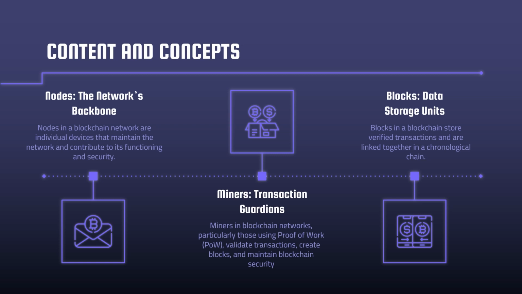Blocks in a blockchain store verified transactions and are linked together in a chronological chain. Each block consists of a header and a body. Blocks are immutable and tamper-resistant, ensuring the integrity of recorded transactions. Block size limitation affects scalability and transaction throughput in different blockchain networks.